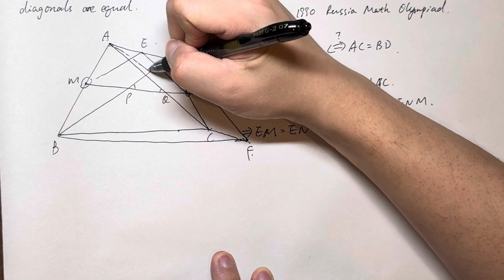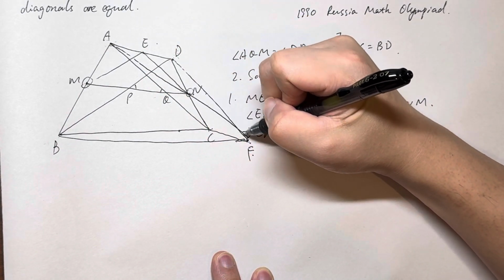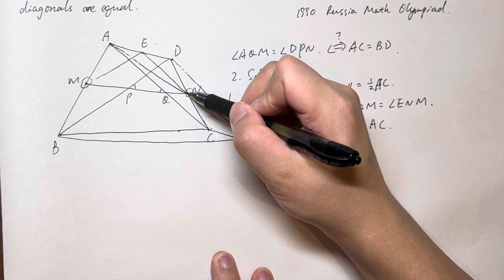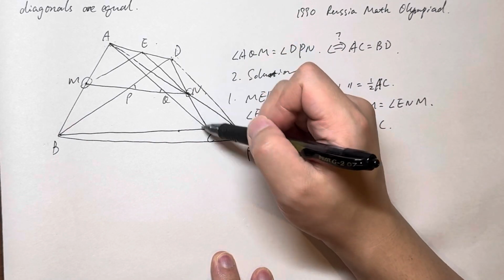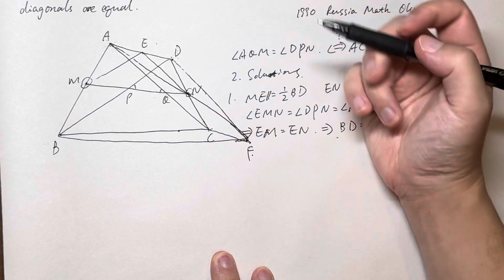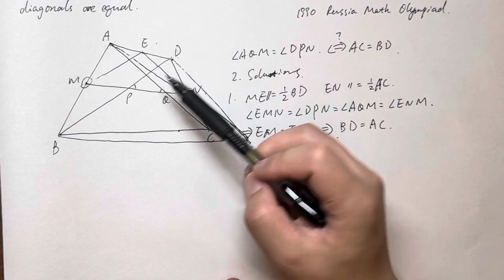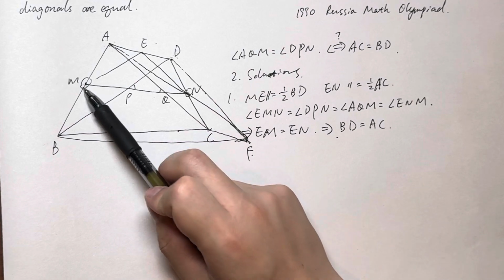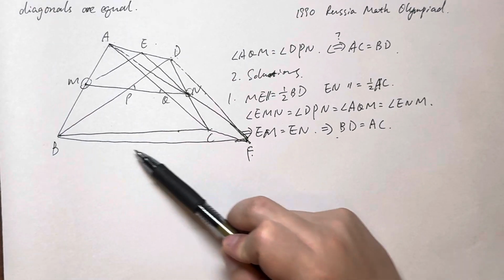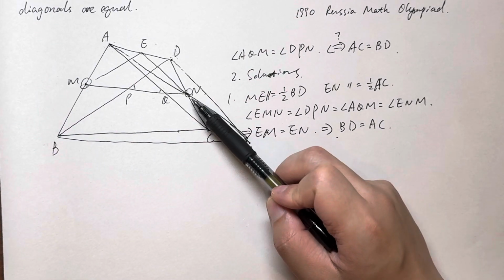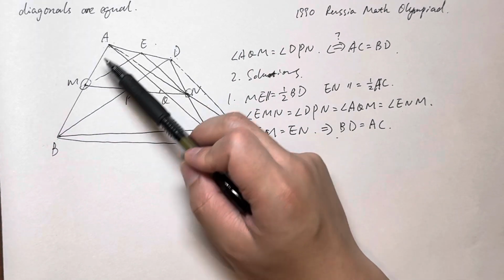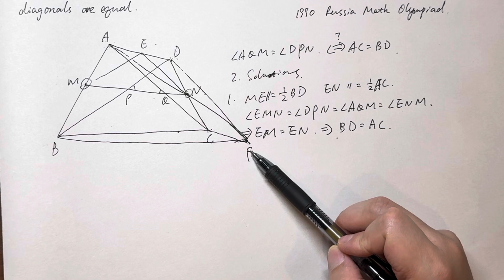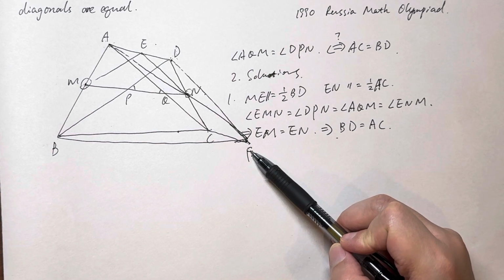And this intersection point is the midpoint of DC, which is point N, right? Then we can see that in the triangle ABF, MN is parallel with BF, right? Because N is the midpoint of AF, M is the midpoint of AB, so MN is parallel with BF, and it's half of BF, right?